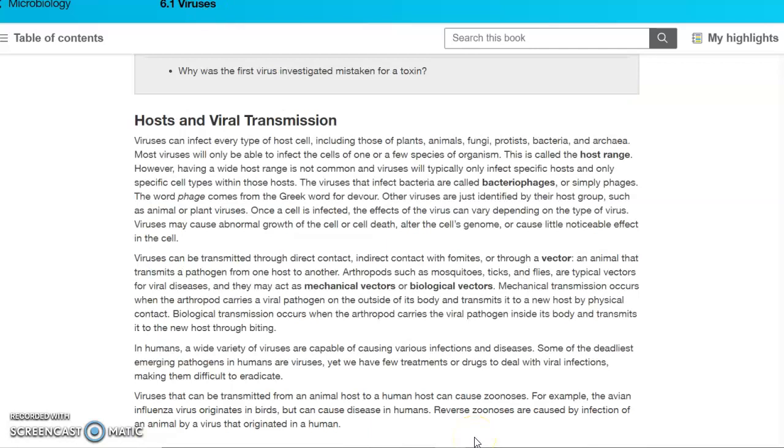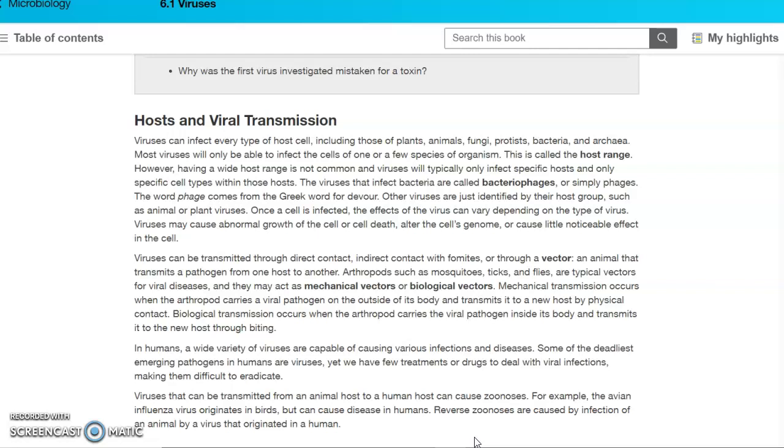Viruses can infect every known type of cell, but most viruses can only infect a very specific type of cell, and this is called its host range. For example, we have a complete group of viruses called bacteriophages or phages, and these viruses can only infect bacteria. They can't infect our cells. They can't infect plant cells at all. They only can infect bacterial cells.